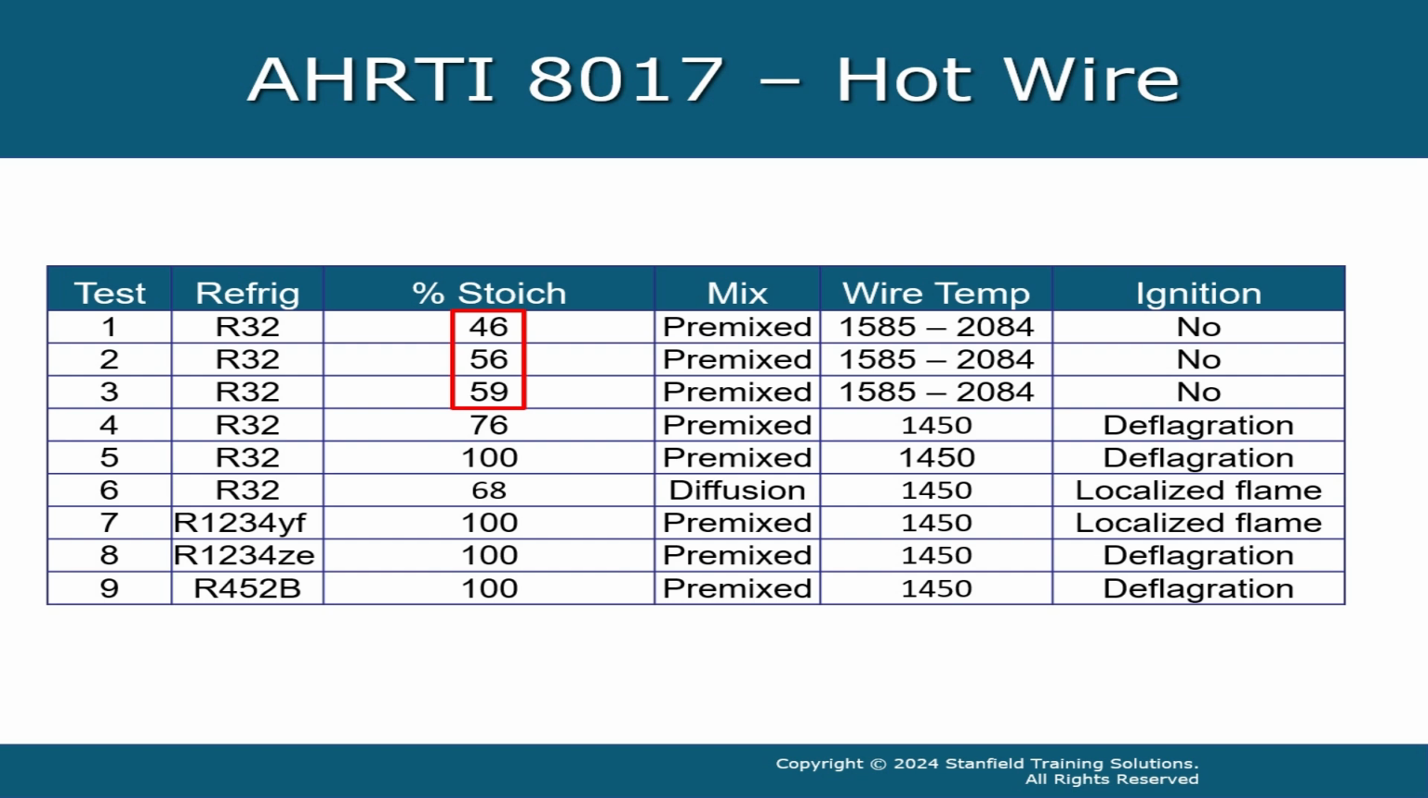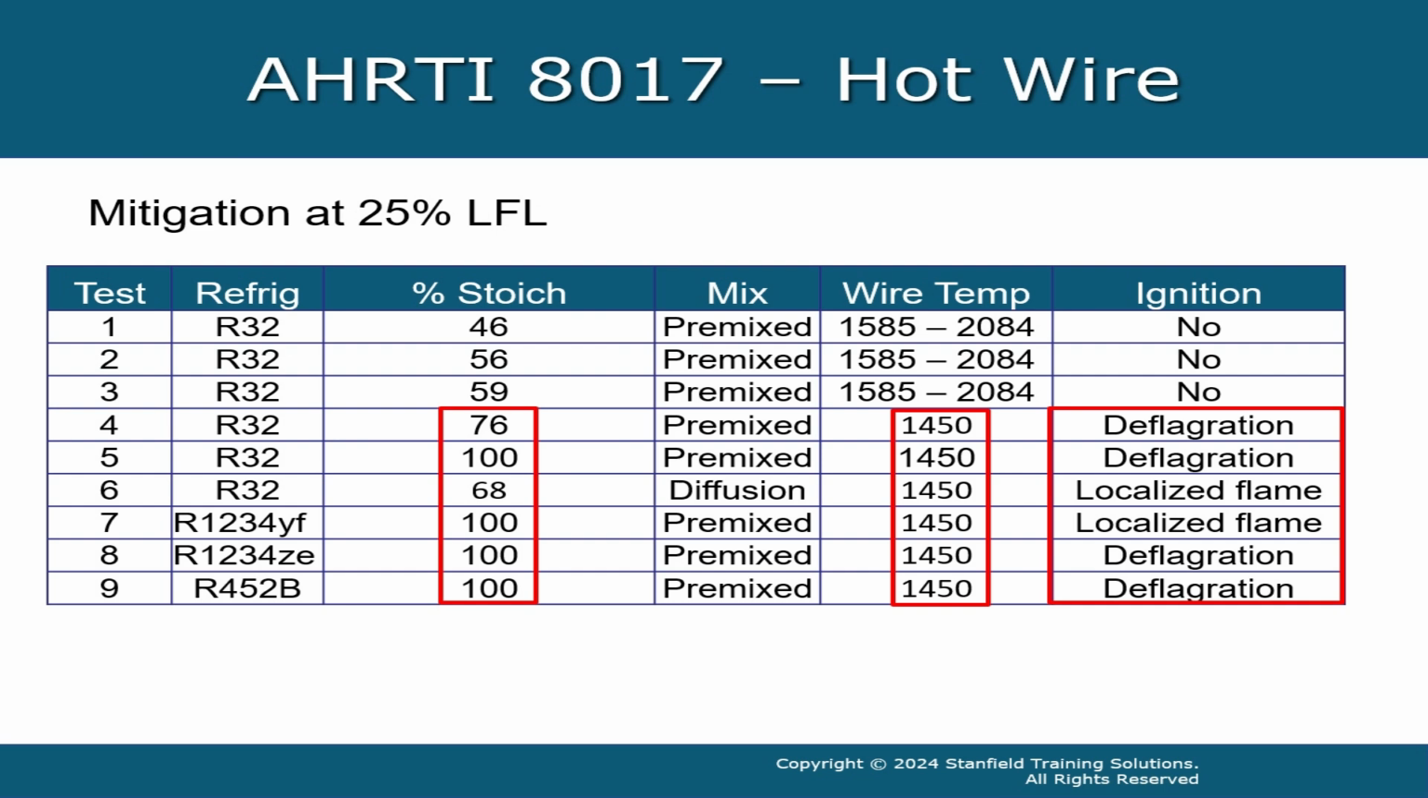The first 3 tests with mixtures of around 50% stoichiometric mix would not ignite, even at over 2000 degrees. Tests closer to or at 100% of a stoichiometric mixture burned around 1450 degrees. 2 important takeaways from this are that the UL standard requires mitigation of flammable mixtures at 25% of the lower flammability limit, and code prohibits hot surfaces above 1290 degrees in the duct.